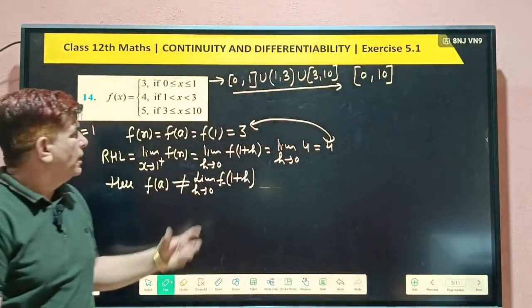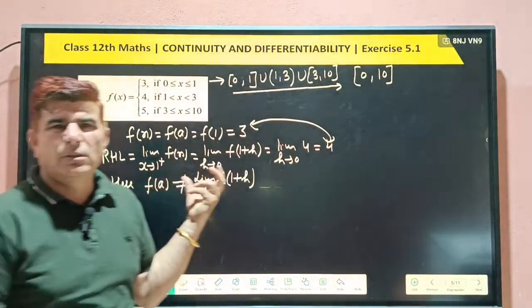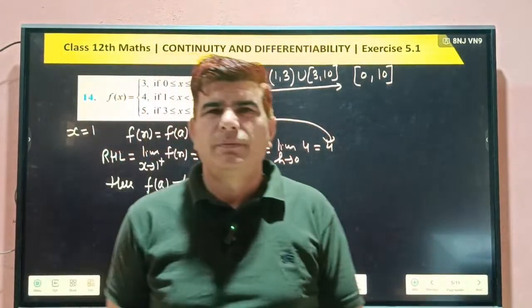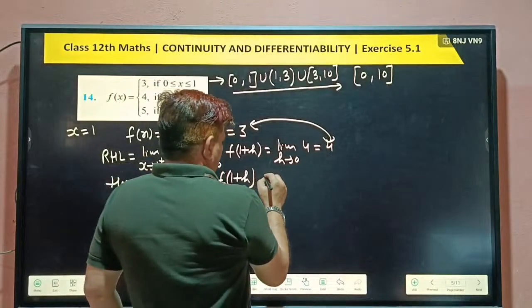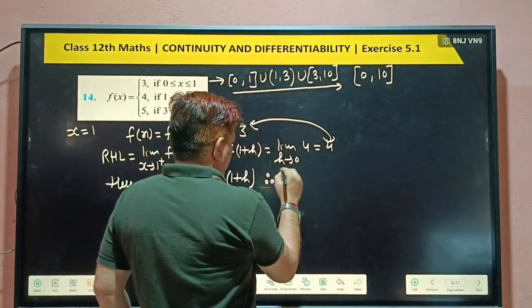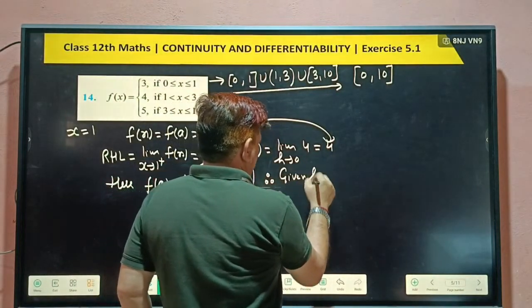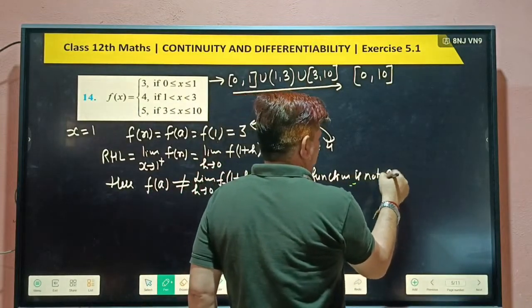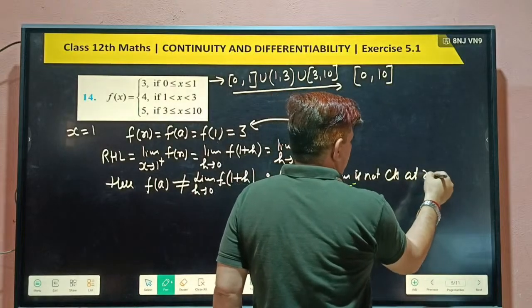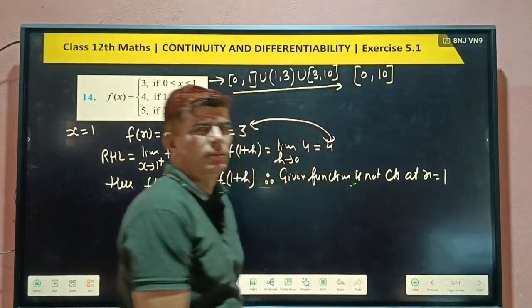So what can we say? LHL need not be found, or is it needed? Not needed. So what can we say? Therefore, the given function is not continuous at x equal to 1.